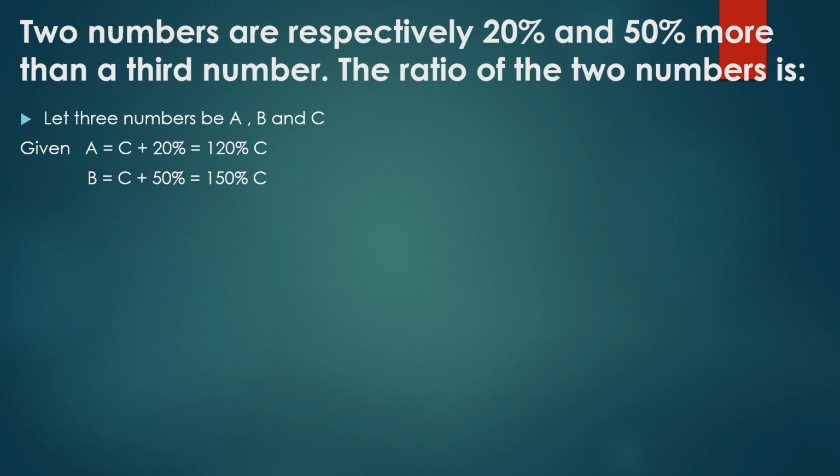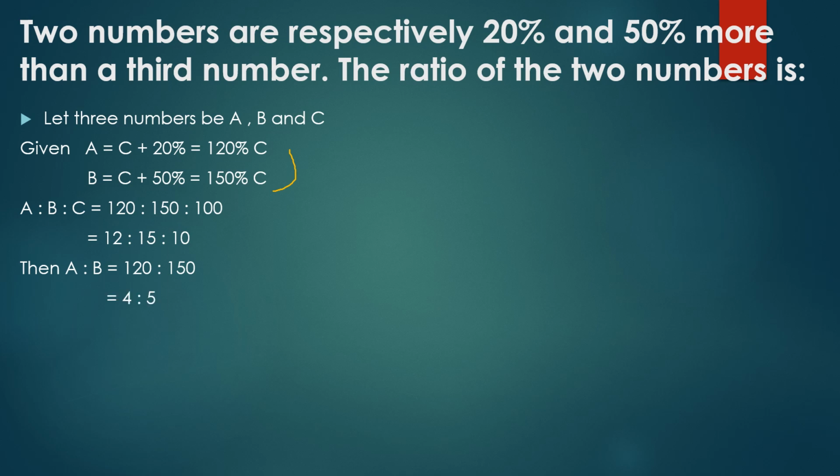Now, we need to find the ratio of the two numbers. So A and B, that is the ratio of 120% and 150%. So 120 is to, this is the ratio of three numbers, 120, 150 and 100. So for the two numbers 120 and 150, the ratio will be divided by 30. We have 3, 4s are 12 and 3, 5s are 15.